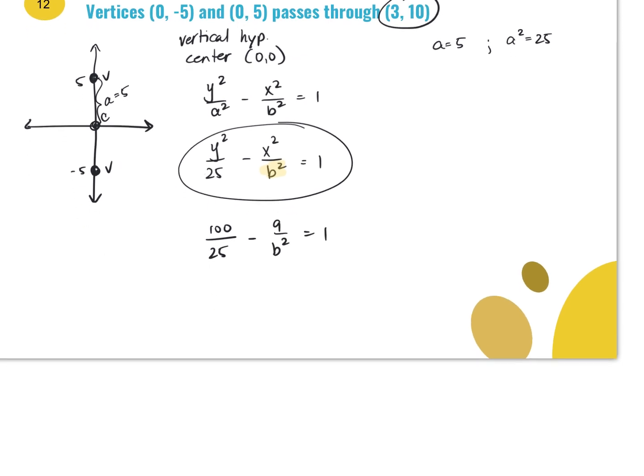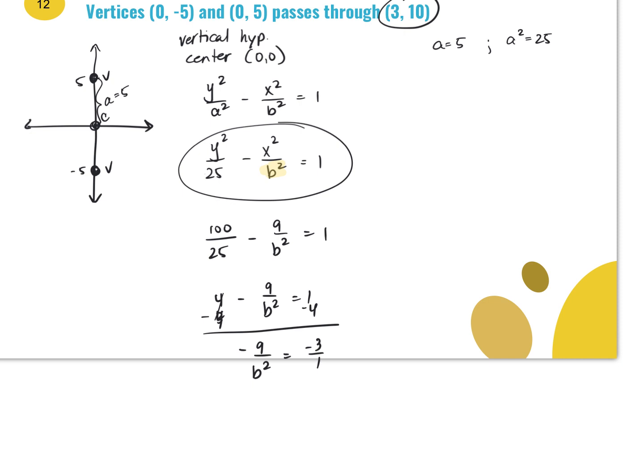I can even make this a little simpler. 100 over 25 is equal to 4. So 4 minus 9 over b squared equals 1. I can subtract 4 from both sides. I'm going to get minus 9 over b squared equals minus 3. Let's make it over 1.